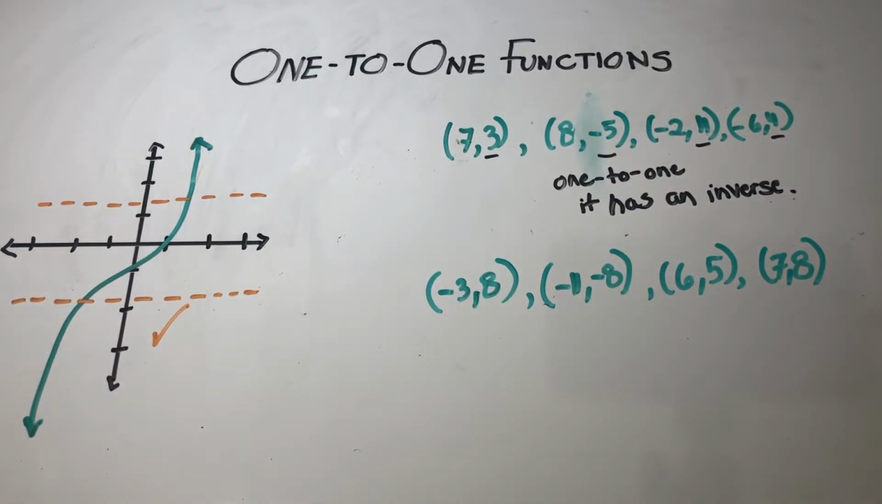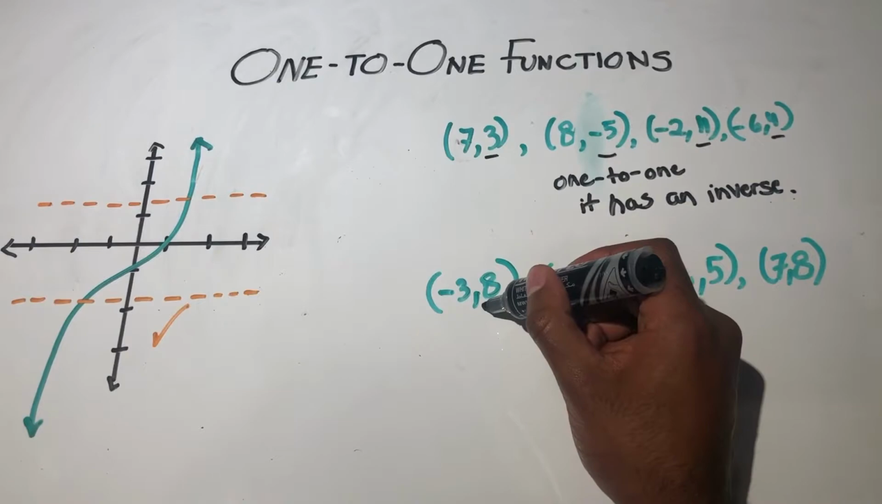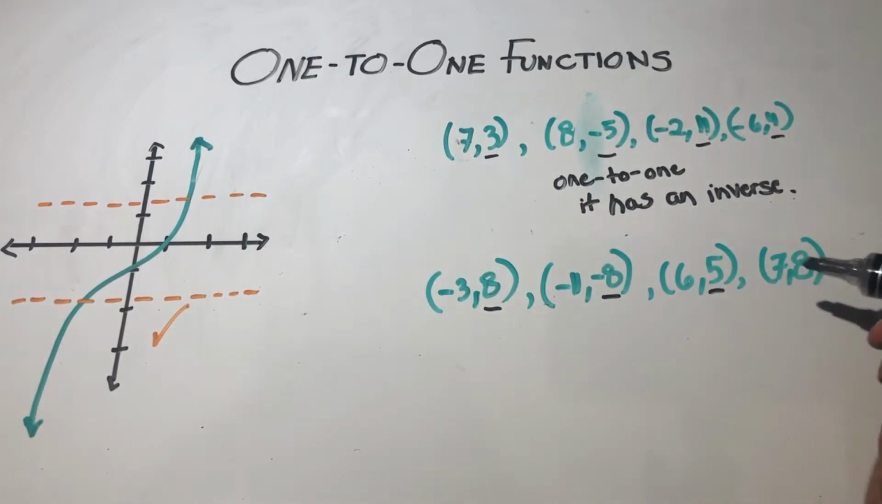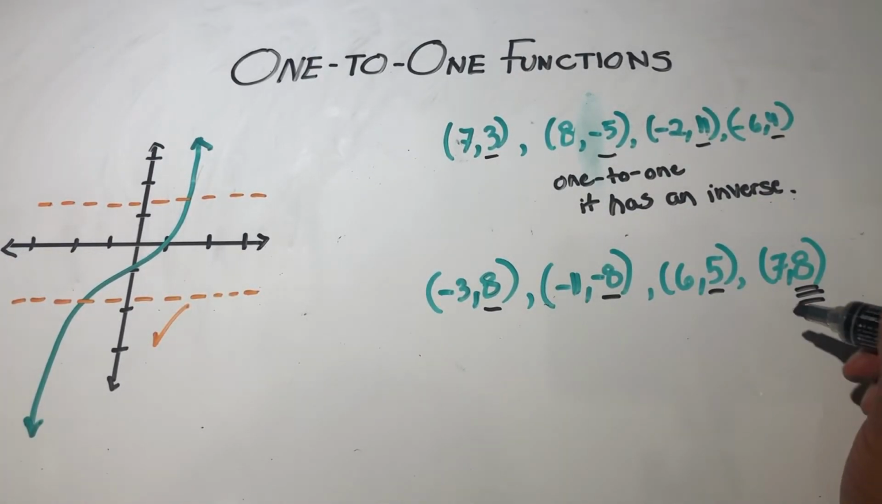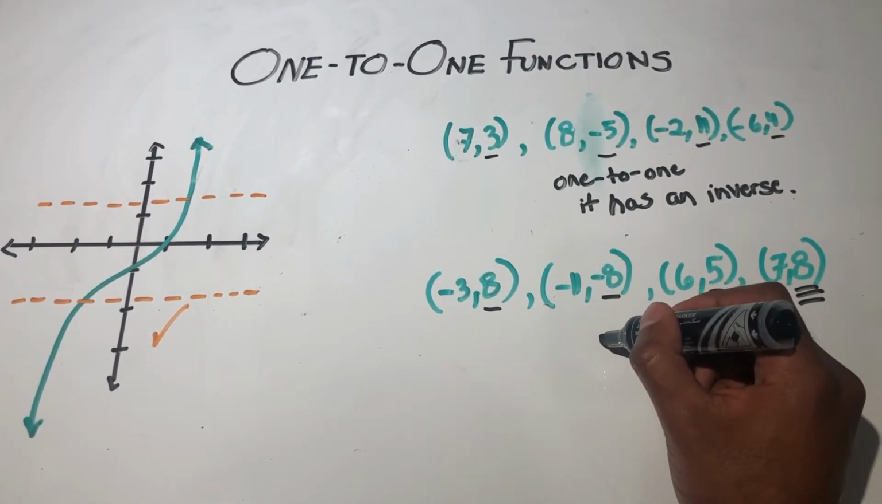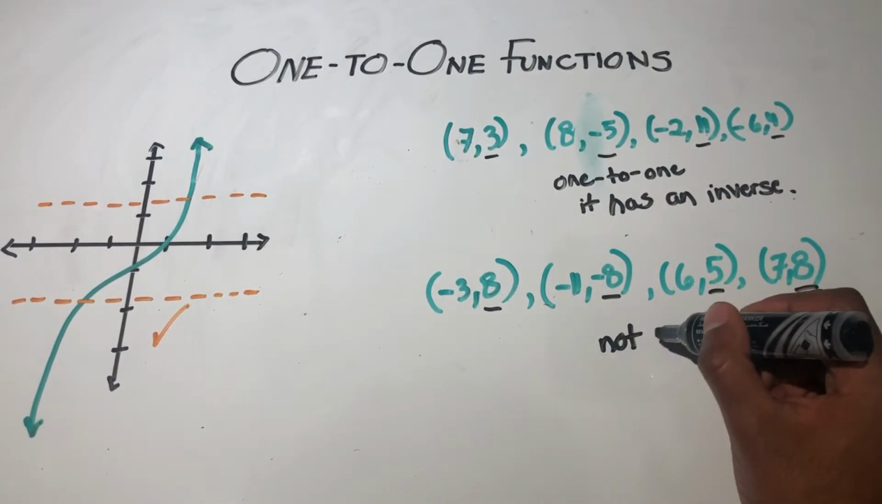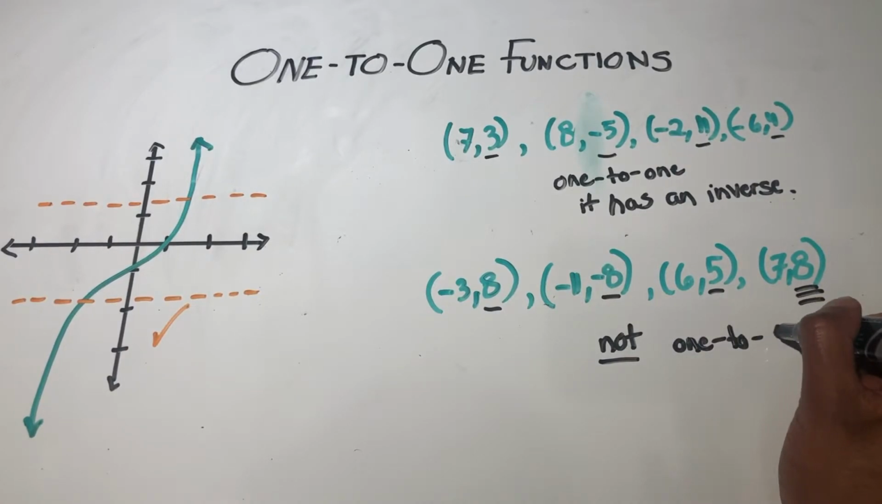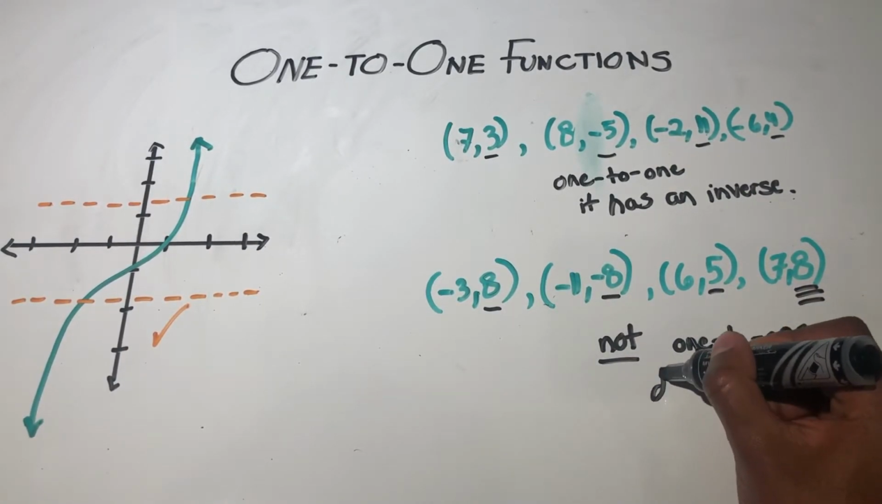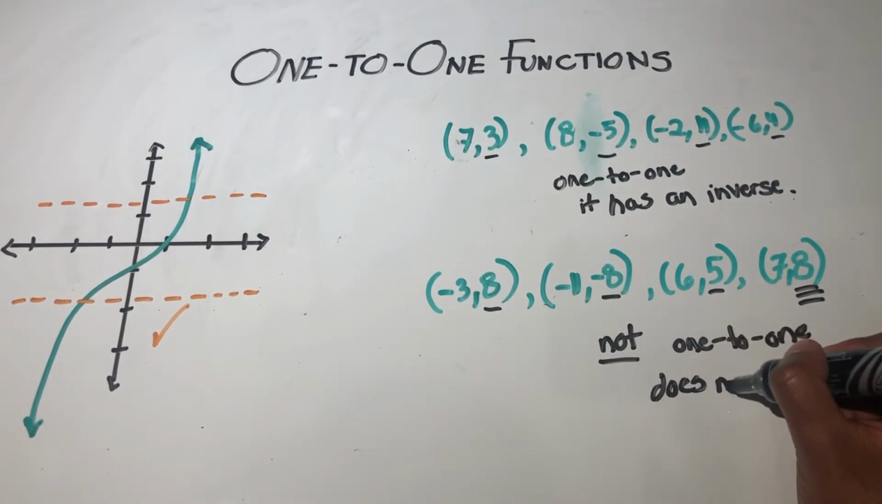If we look at the next example, we can see that the y values are 8, -8, 5, and 8. Since 8 is repeated twice, we can immediately say that this is not one-to-one, and therefore it does not have an inverse.